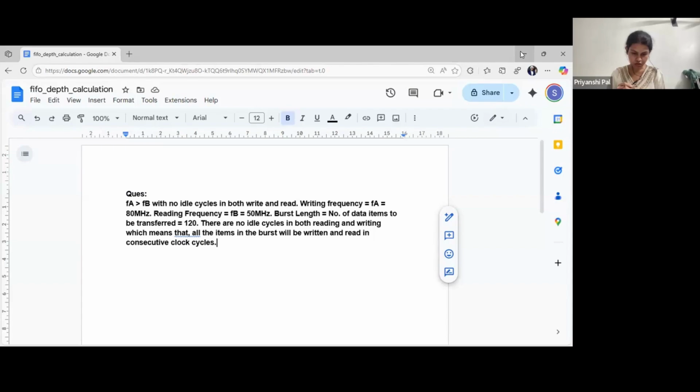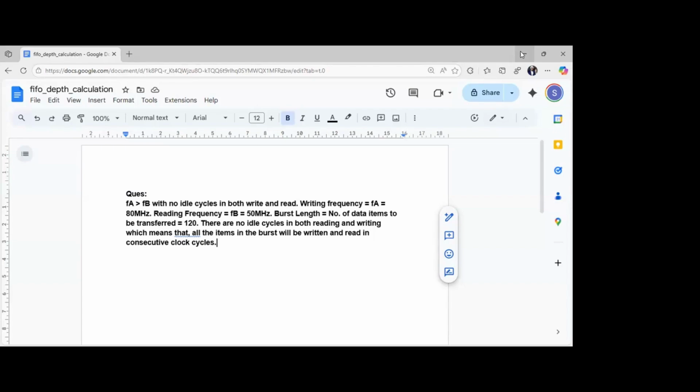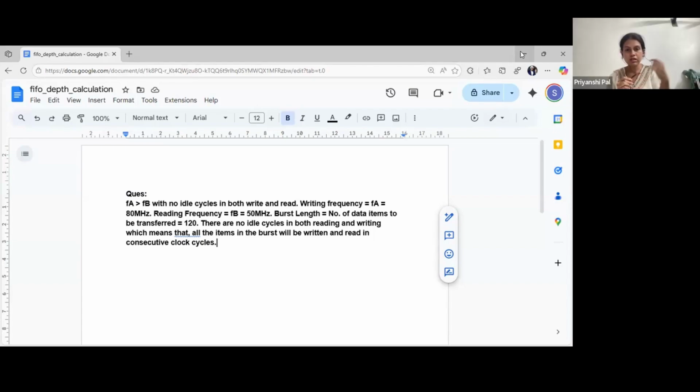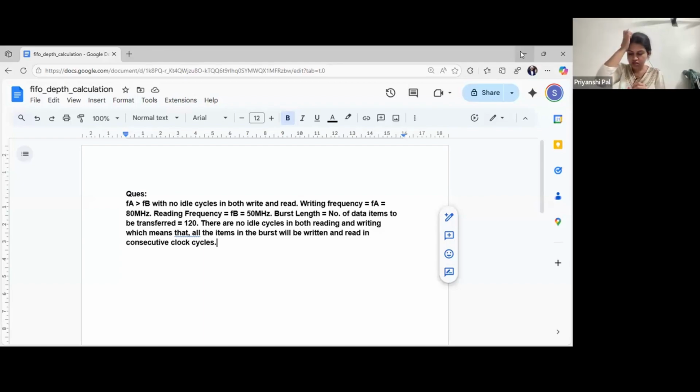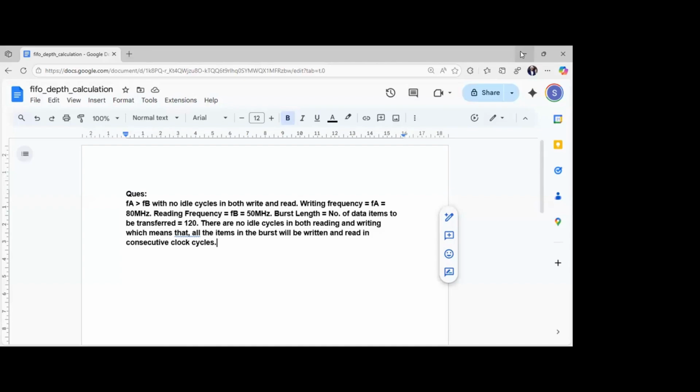Right. Ma'am, then I have to change the unit. Like if we divide the megahertz, then we'll get the answer in nanoseconds. Yes, yes. And for reading you will get, I think, 1 upon 50 megahertz is equal to 20 nanoseconds. Ma'am, if I divide 1 upon 80 megahertz, I'll get the time in nanoseconds. So I'm getting 0.01 for 1 upon 80.